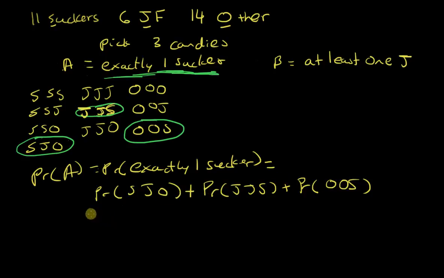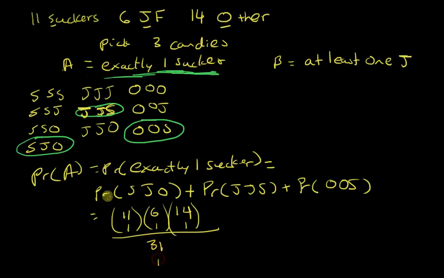All right, so sucker, juicy fruit, other. How many different ways can this happen? Well, I have 11 suckers and I'm choosing 1. I have 6 juicy fruits and I'm choosing 1. I have 14 others and I'm choosing 1. All of that divided by how many pieces of candy I have. I have 31 pieces of candy, and I'm choosing 3.